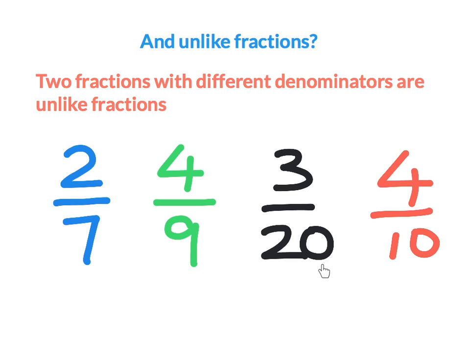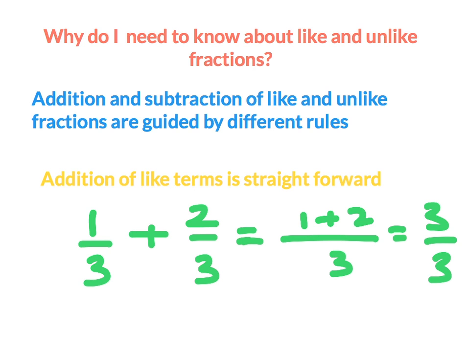If you look at the second set of fractions, this is 3/20 and this is 4/10. We can look at their denominators and we see that the first fraction has a denominator of 20 and the second fraction has a denominator of 10, and these two are not the same, so therefore they are unlike fractions. So why do I need to know about unlike fractions?